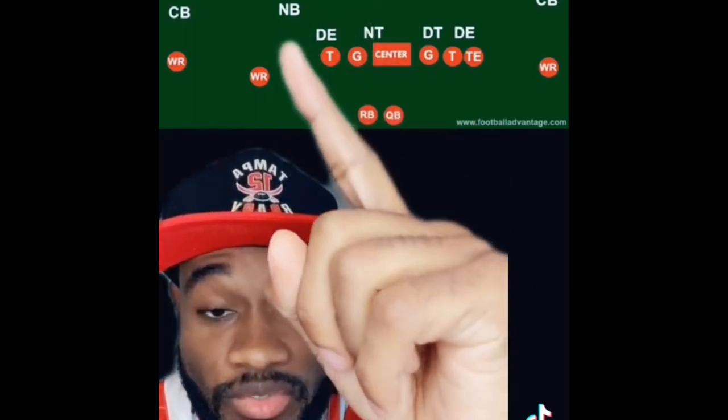Nickel defense, what is it? Why do teams use it? Let's talk about it. As we all know, a nickel is worth 5 cents. In the nickel defense, you have 5 defensive backs, hence the name. So in this particular case, you have 2 outside corners, 2 safeties, and then the nickel back is right here. There's a lot of variations with this defense, but the most important thing is that you need 5 defensive backs.